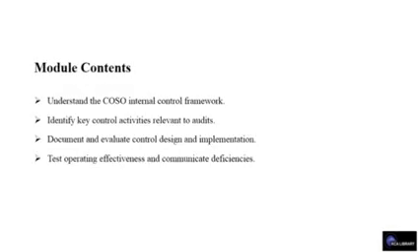Hello, welcome to class, and this is the fourth module of the course Audit and Assurance. We'll be looking into internal controls and control testing. Under this, we will understand the COSO internal control framework, identify key control activities relevant to audit, look into documentation and evaluation of control design and implementation, and lastly, look into testing operating effectiveness and communication.